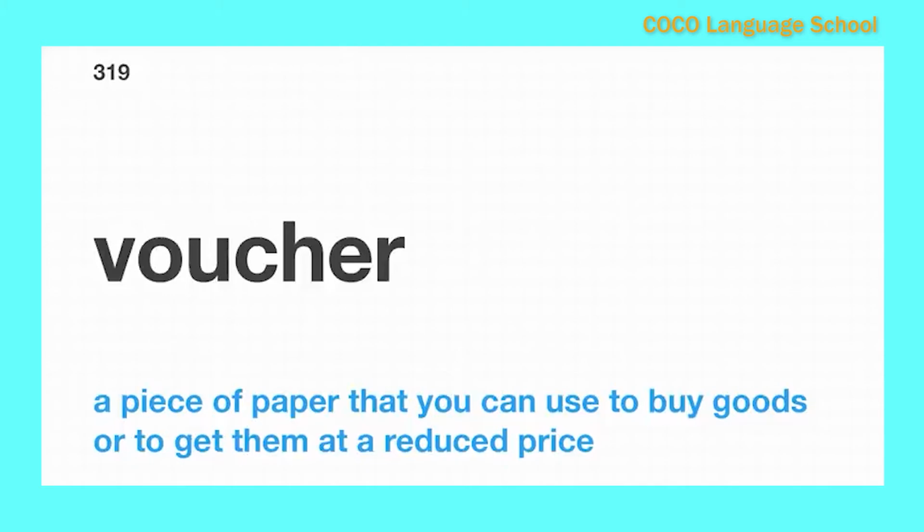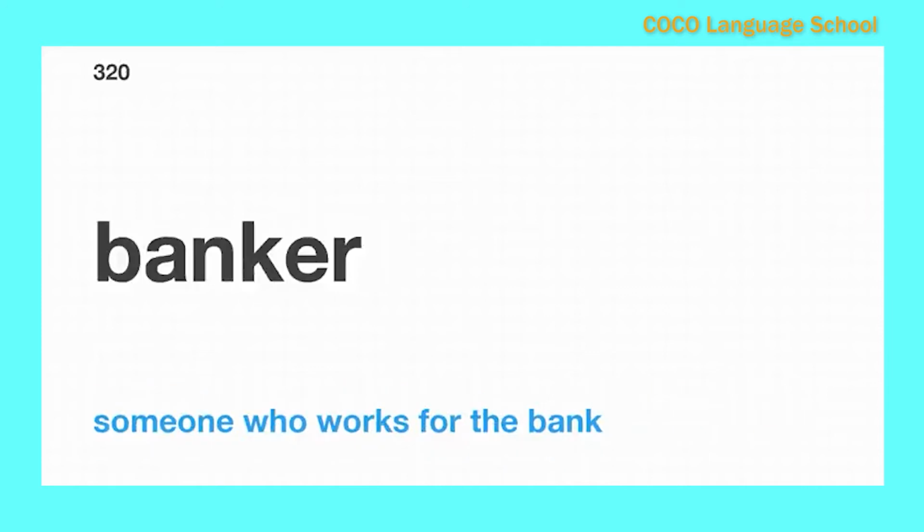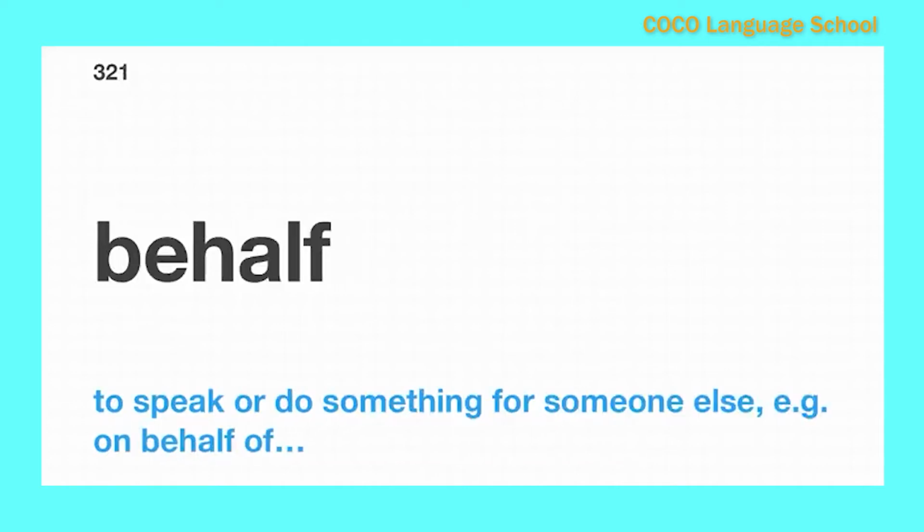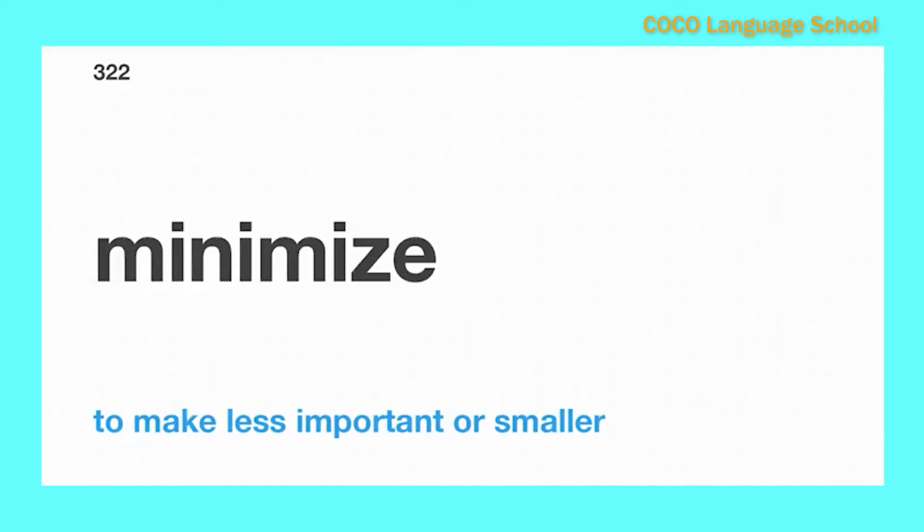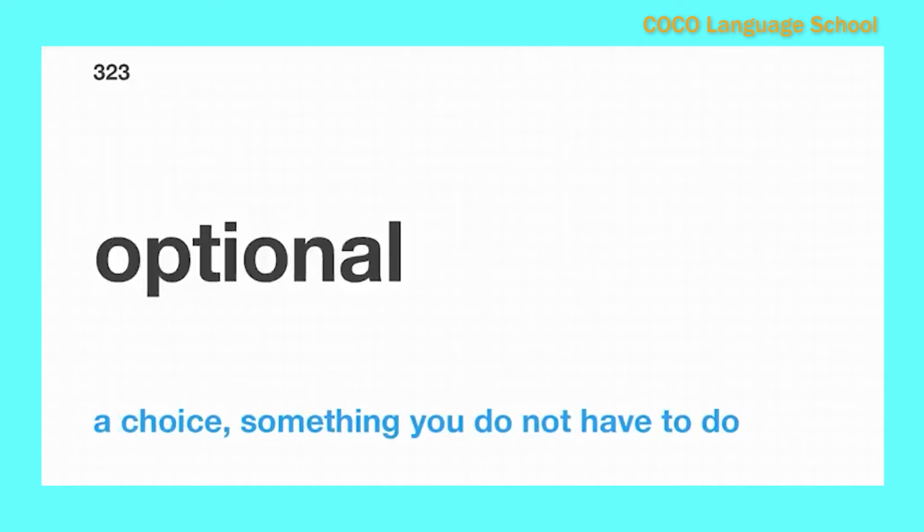A piece of paper that you can use to buy goods or to get them at a reduced price. Voucher. Someone who works for the bank. Banker. To speak or do something for someone else, for example on behalf of. Behalf. To make less important or smaller. Minimize. A choice, something you do not have to do. Optional.